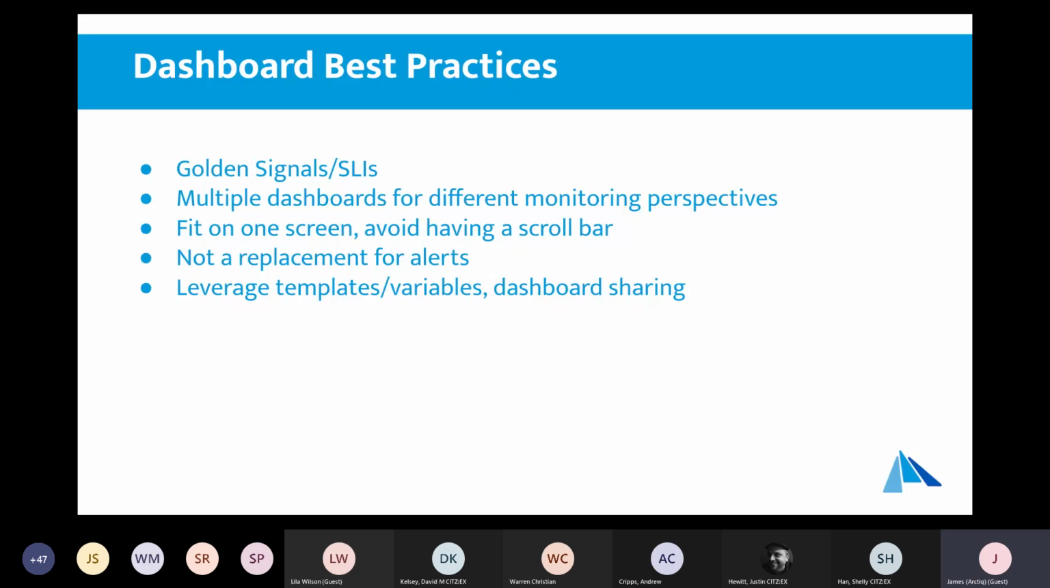Dashboards aren't a replacement for alerting. Nobody's looking at a dashboard 24/7, but a great practice is, in your alert when you notify out, include a link to a dashboard that's relevant in the alert message. And you want your dashboards to be easily shared with other people, so use templates and variables so that you can share them between teams.